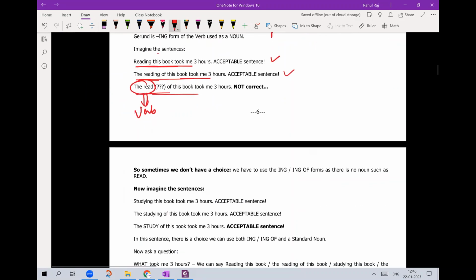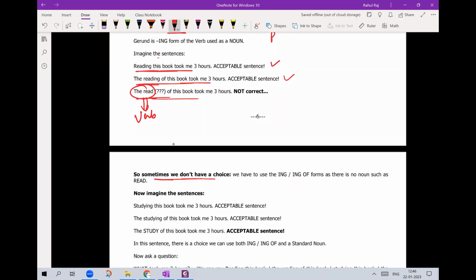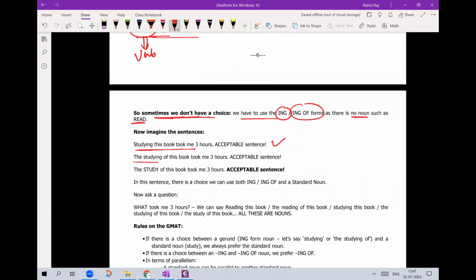So sometimes, guys, we don't have a choice. It means we don't have a standard noun available for the words. So we have to use the ing and ing of form of a noun, as there is no noun called such as read. Read as a word is a verb. Now imagine a sentence. Studying this book took me 3 hours. Acceptable sentence? Studying of this book took me 3 hours. Acceptable sentence? The study of this book took me 3 hours. Acceptable sentence. So here we have a standard noun. So I'll always and always prefer a standard noun.